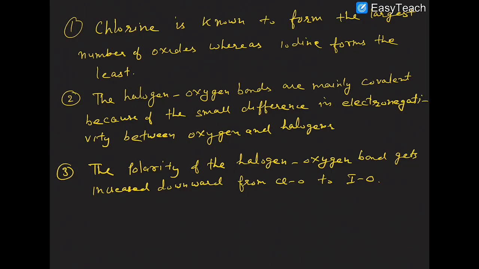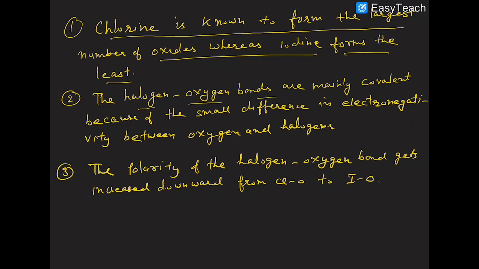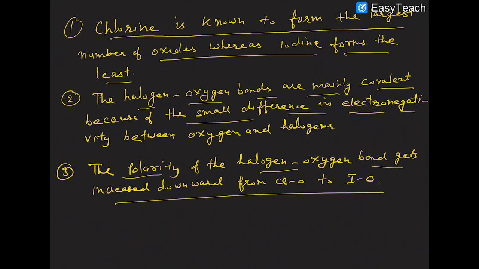Now look at the next point. Chlorine is known to form the largest number of oxides, whereas iodine forms the least number of oxides. The halogen-oxygen bonds are mainly covalent because of the small difference in electronegativity. The polarity of the halogen-oxygen bond increases down the group. So you can say that iodine-oxygen is the most polar bond.